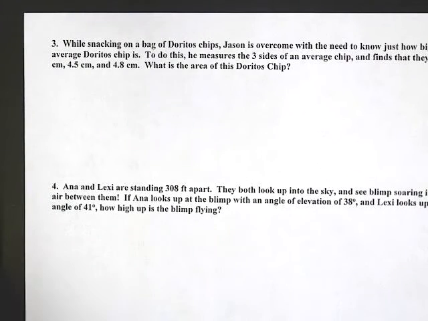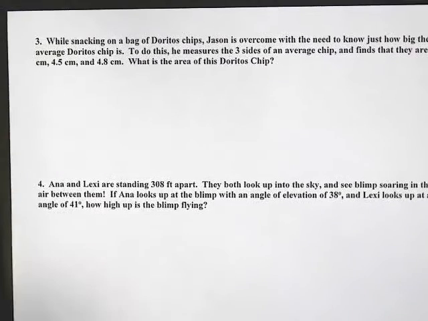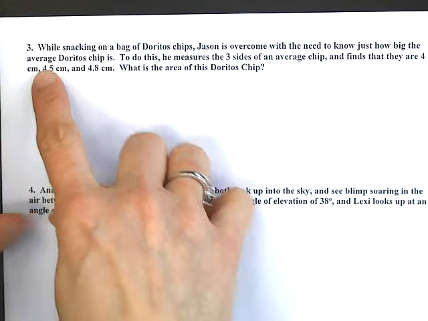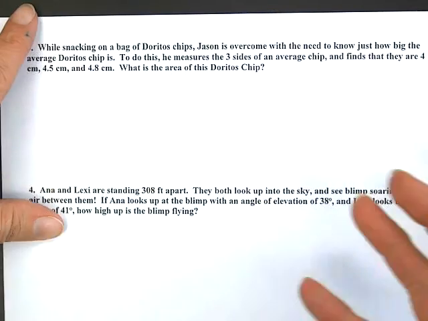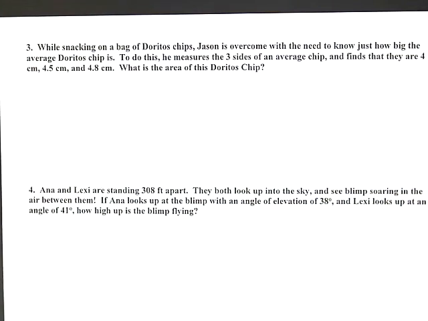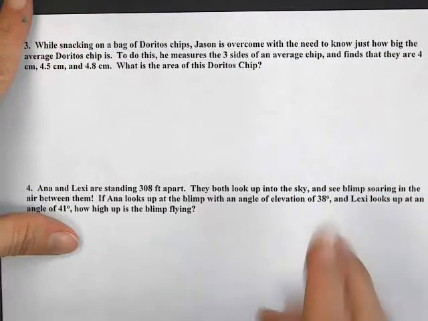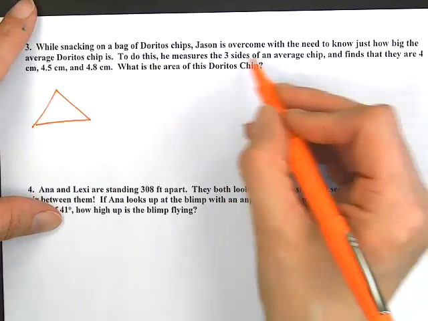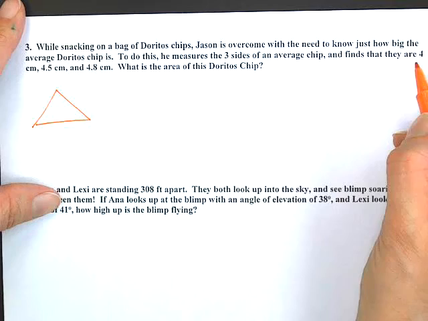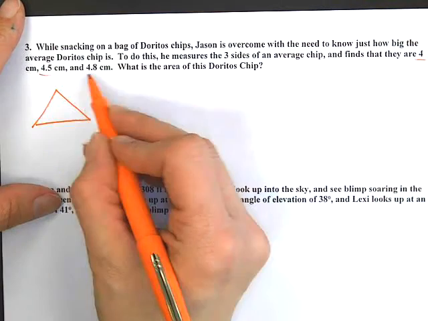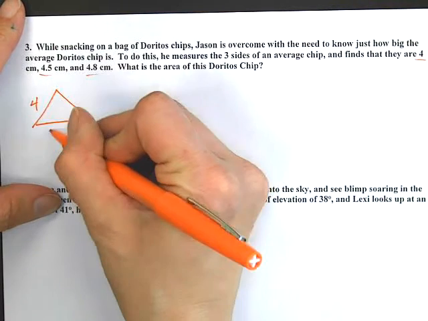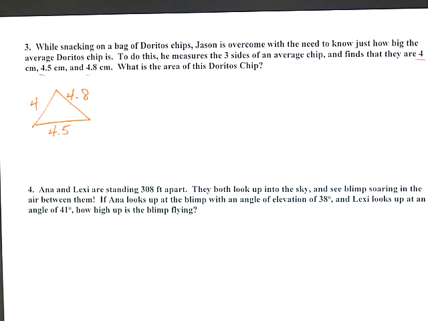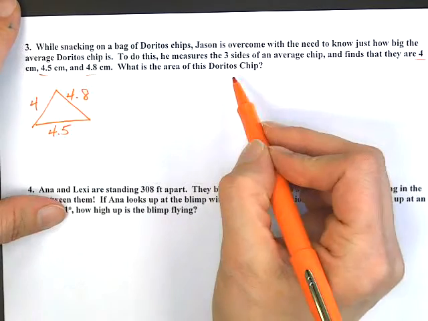While snacking on a bag of Doritos, whoa, Jason is overcome with the need to find out how big the average Dorito chip is. Okay, so he takes an average Dorito chip, not the little tiny crumb, but like a regular one. And he finds, let's see, here's the chip, okay, that the sides are 4, 4.5, and 4.8. On average, most of them are about this. Okay, what is the area of this Doritos chip?